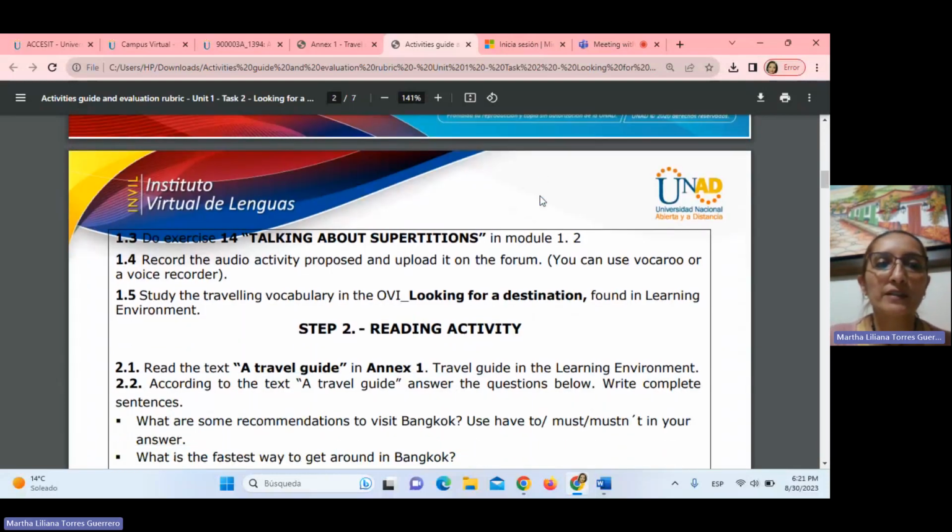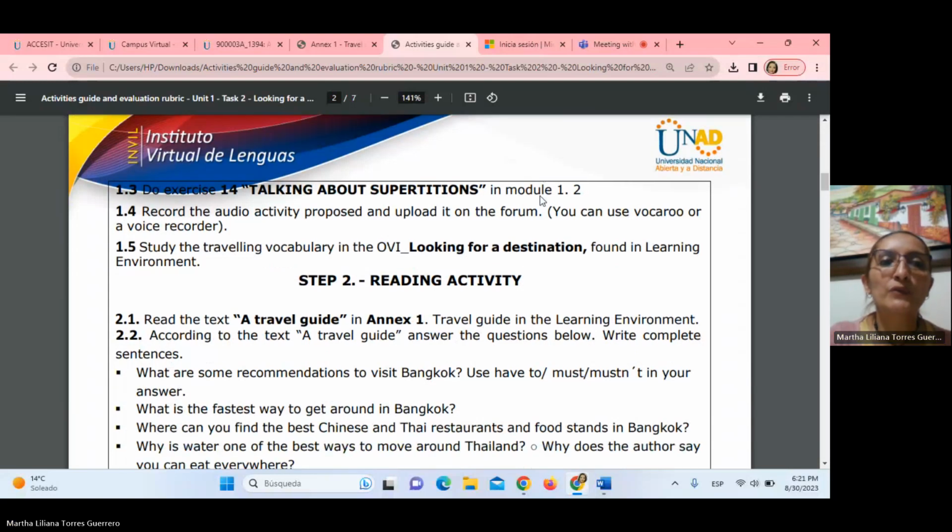But what do you have to do in this part of the activity? Do the exercise 14. The exercise 14 is called talking about superstition. You will listen to the audio and you will record yours about the superstition. But the most important part of this activity is to express what you think about superstition. It's not only to say what superstitions are, it is to explain what you think about it.